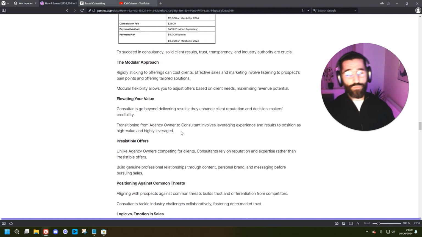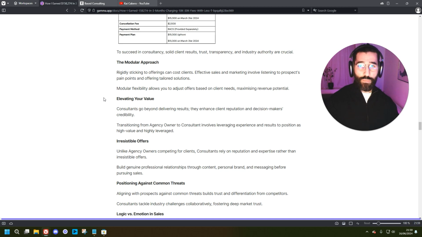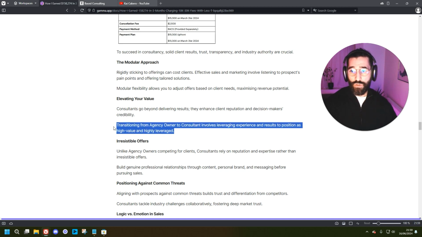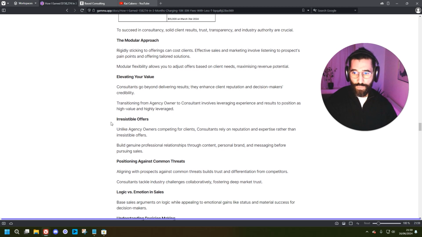So a 10K deal or a 5K deal could turn into a 30, 40, 50, 75K deal in some cases, okay? And how you elevate your value is simple. Consultants go beyond delivering results. They enhance client reputation and decision makers' credibility. Basically, we make them look good in front of their peers, in front of their market. We position them as a thought leader and authority and establish that for them. Transitioning from agency owner to consultant involves leveraging experience and results to position as highly valuable and highly leveraged.